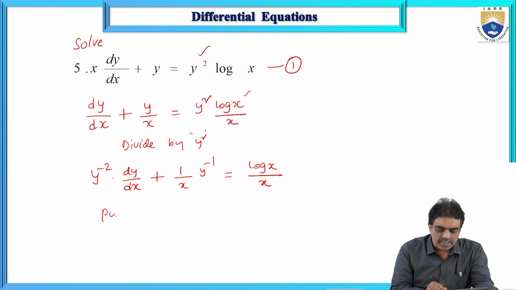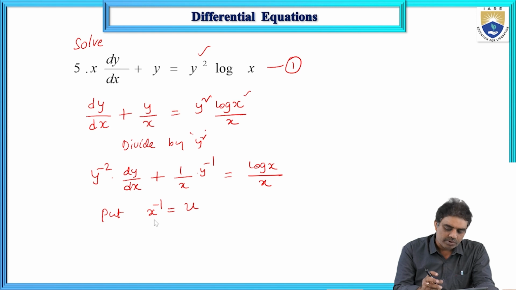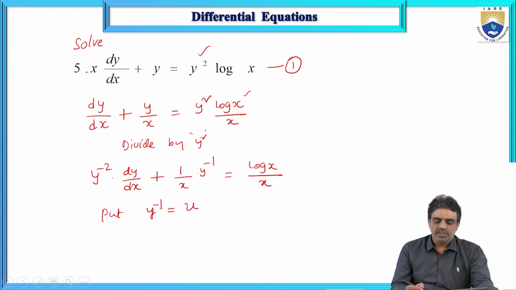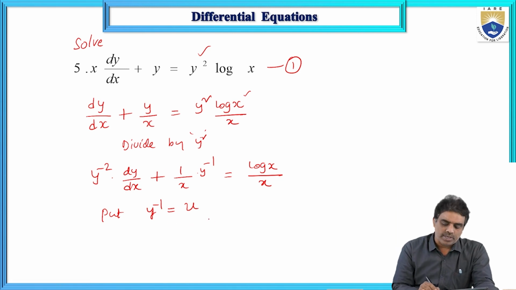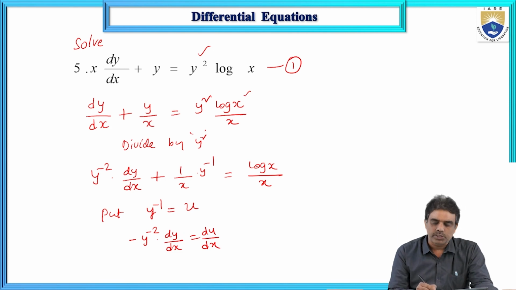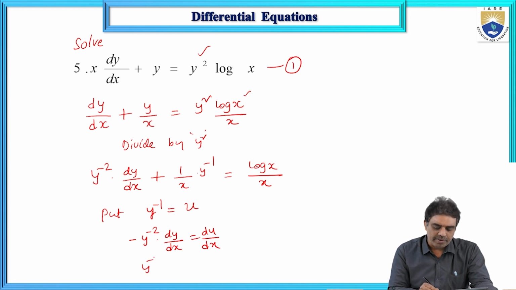Now what we have to do is substitute y power minus 1 is equal to some u. There is no x power minus 1 here. Put y power minus 1 is equal to u. Then on differentiating with respect to x, the derivative is n into a power n minus 1, so we get minus y power minus 2 dy by dx is equal to du by dx. Or y power minus 2 dy by dx is minus du by dx.